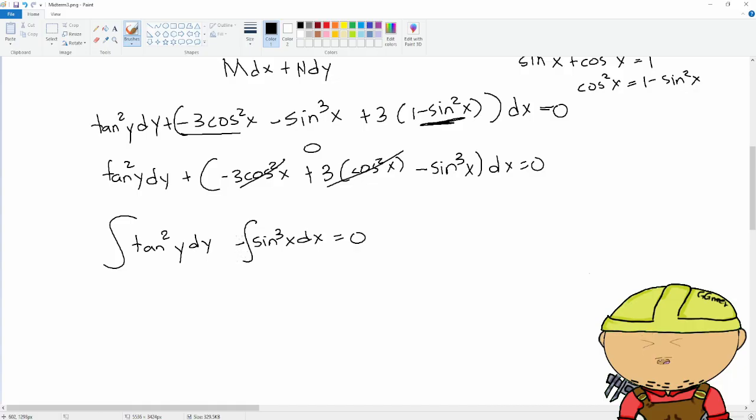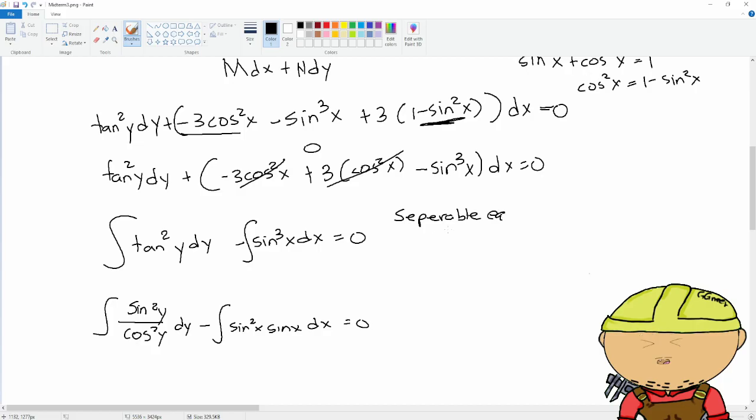Okay, and integrating tangent square y, but there's no direct integration of this trigonometric function, so we're going to be applying some identities. First off, sine square y over cosine square y is tangent square y, right? Then we're going to be separating the sine square x and the sine x for the dx, right? Oh, by the way, this is now a separable equation.